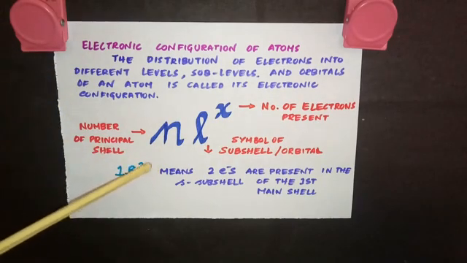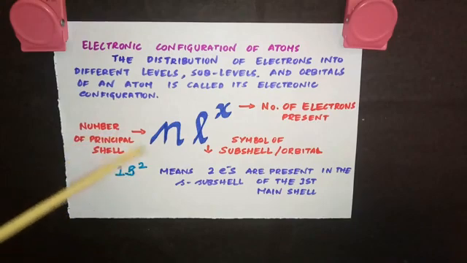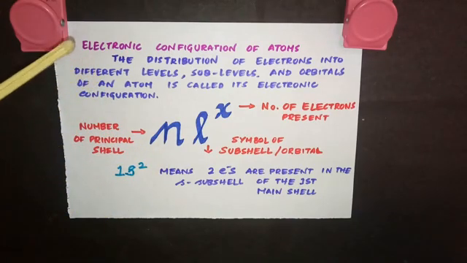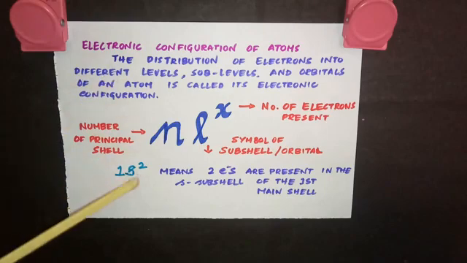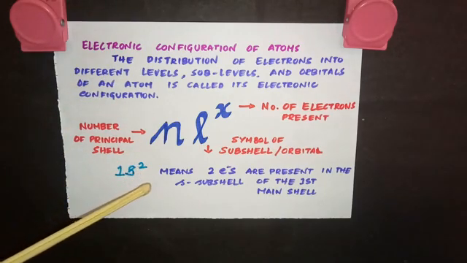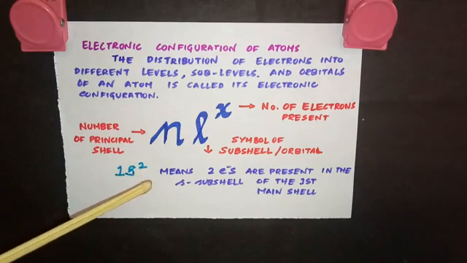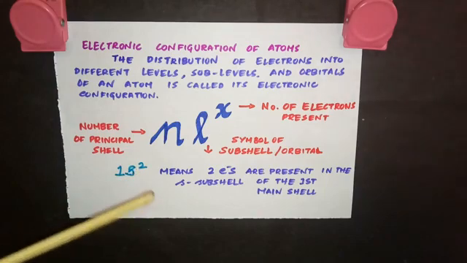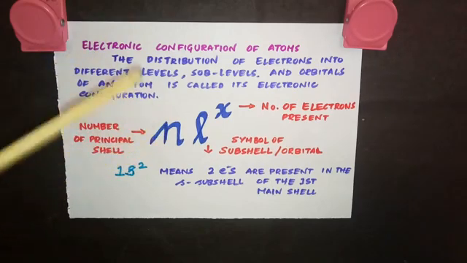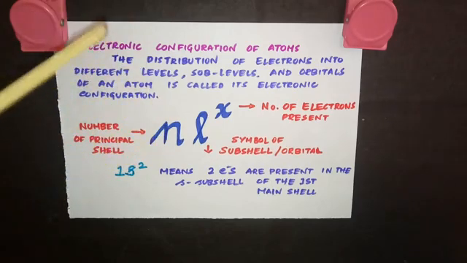So to get the complete configuration of an atom, a number of such notations are written one after the other in order of the increasing energies of the orbitals, always starting with the orbital of lowest energy, which is 1s. So starting from 1s, we keep on adding the electrons into the orbitals of increasing energies. Using this method of representation, I will show you the electronic configuration of a few elements.